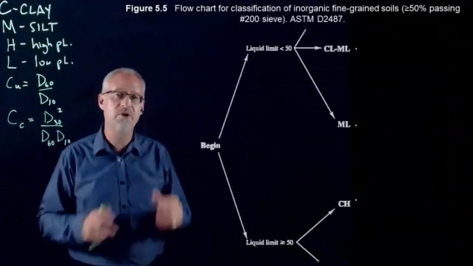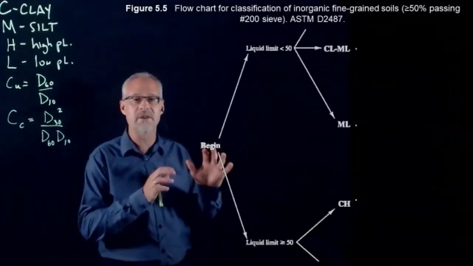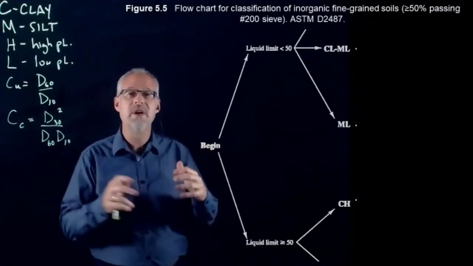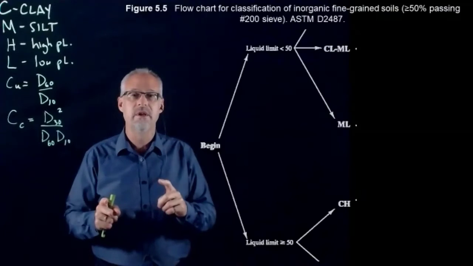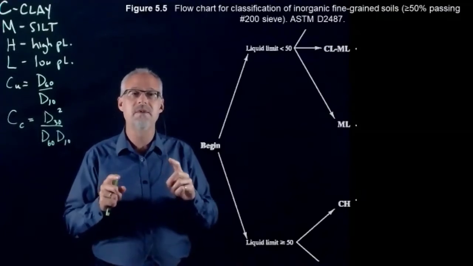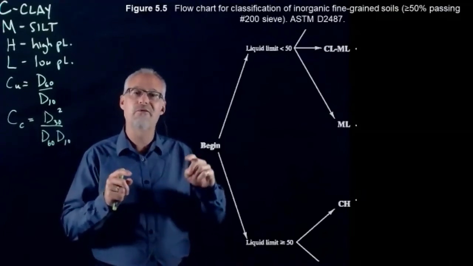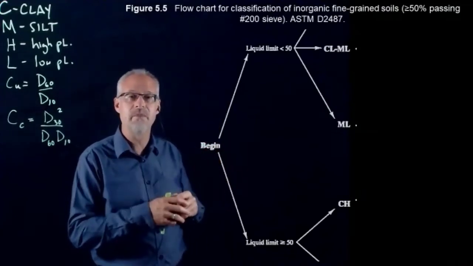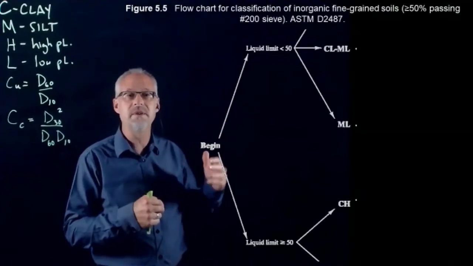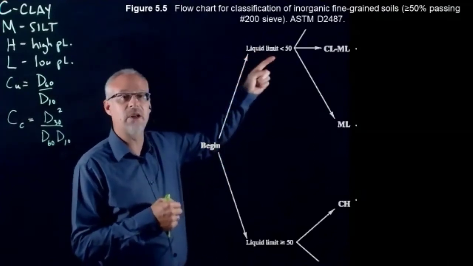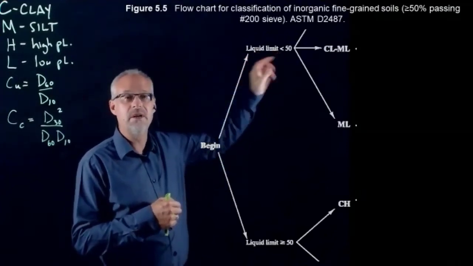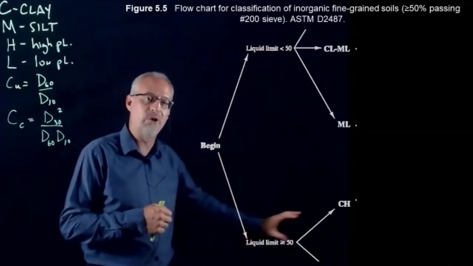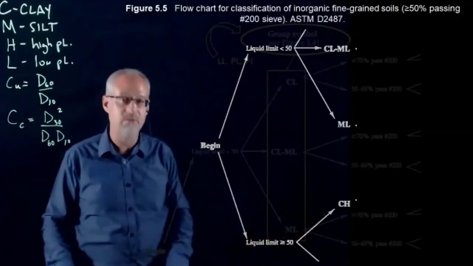So the first choice, and I think you can read this, once you've identified the soil as fine grain, is we use the liquid limit. We use the liquid limit as the deciding factor for the first decision in this classification system. So if our liquid limit is, let's say hypothetically, below 50, then we're going to follow the flow chart in this direction. Otherwise, we follow the flow chart in this direction. Okay, not too difficult really.